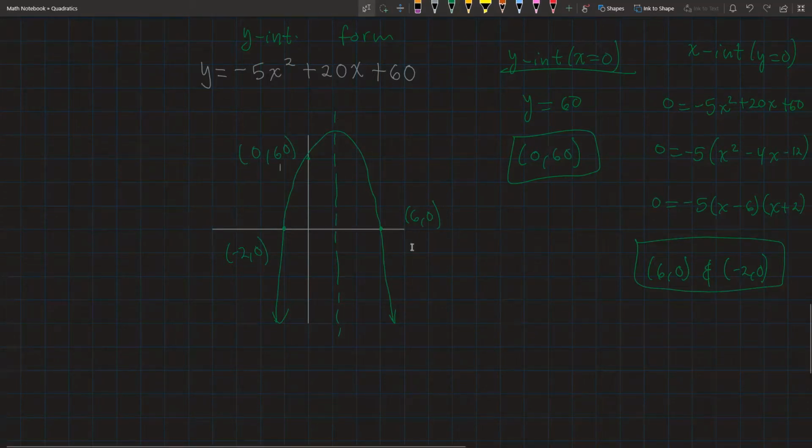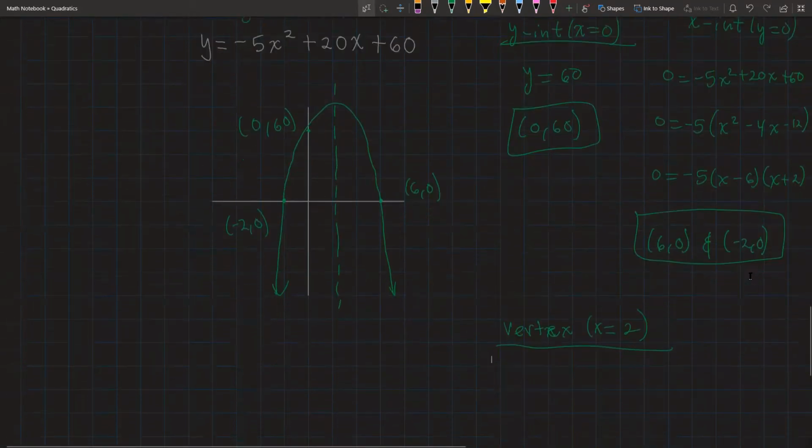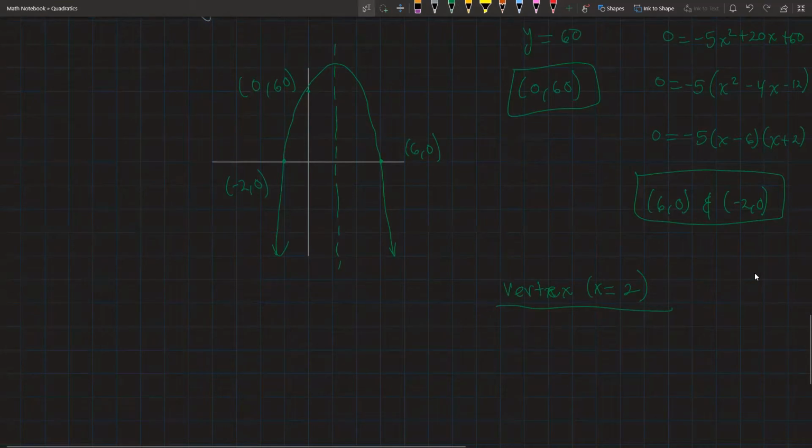And we can easily find the midpoint between negative 2 and 6. Let's find out what that is. So the vertex is located at the midpoint of that. What is that? When x is 2. 6 minus 2 is 4, divided by 2 is 2. And I like the factored form the best. You can plug it in here and get the same answer, but just know that plugging it into the factored form is much easier in terms of calculation.